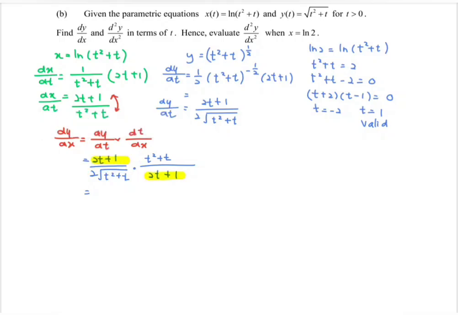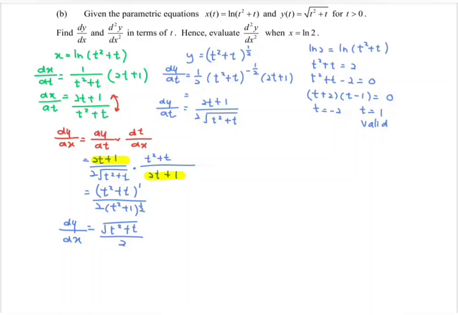Next, if we simplify, here we have (t squared plus t), or we can say bracket power 1 over 2, (t squared plus t) bracket power 1 over 2. If we simplify, we will have the square root of (t squared plus t) over 2. That is dy/dx.